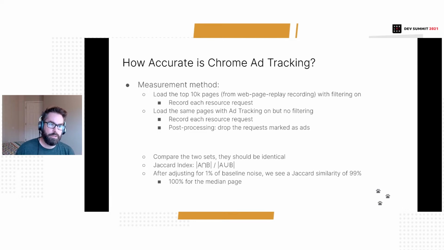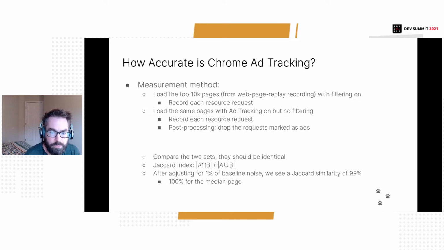That tagged set represents the ad stuff. So if you have the load without the ad stuff, then you should just have the requests that are not ad related. And those two sets should be the same, if everything is going well. And so we compare the two sets using the Jaccard index. And we see a Jaccard similarity of 99%. And in fact, it's 100% for the median page.